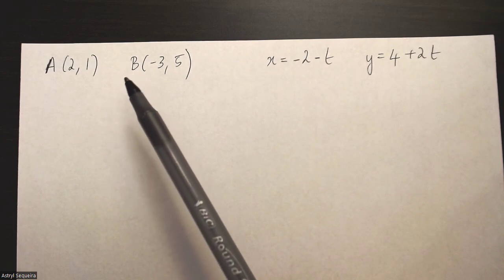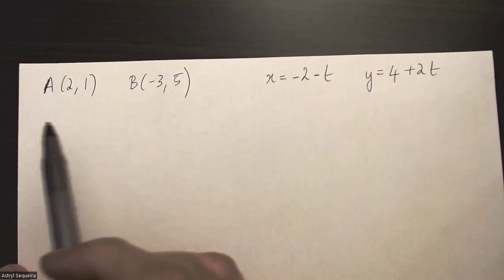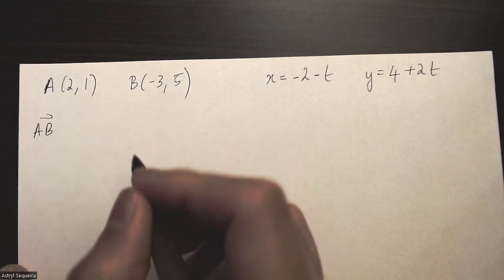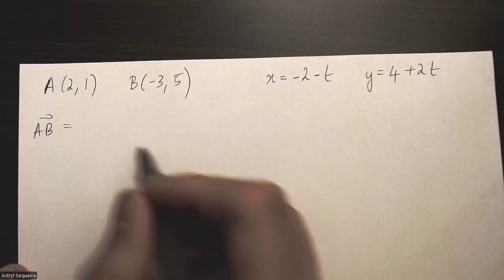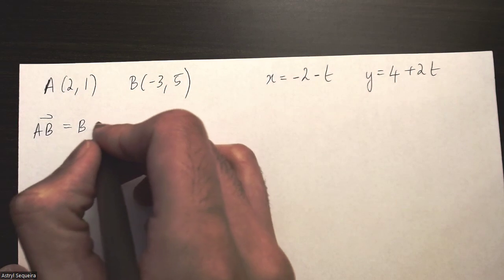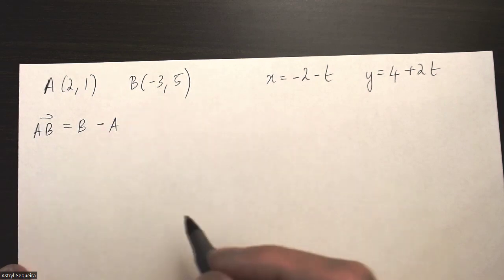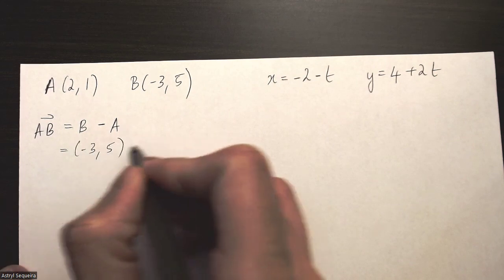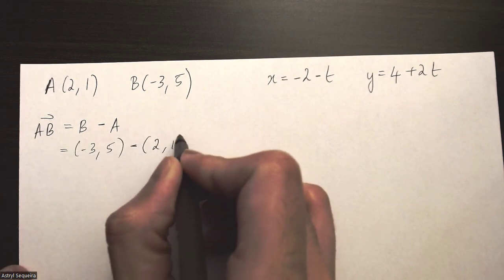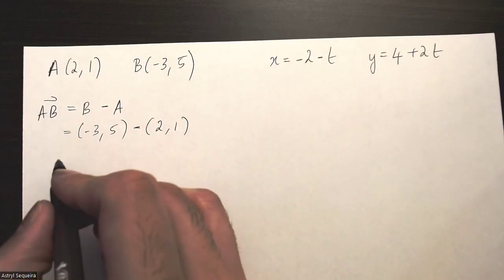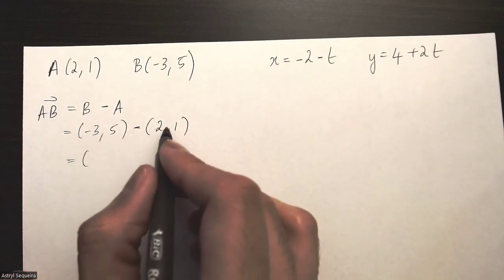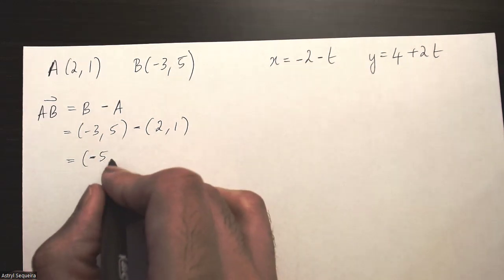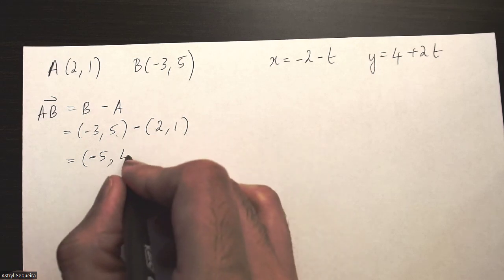When I'm given 2 points, I want to start by finding my direction vector. I'll start by finding AB. AB is just B minus A, which is (-3, 5) minus (2, 1). And then if I subtract these, I'm going to subtract the x components. So -3 minus 2 is -5, and 5 minus 1 is 4.